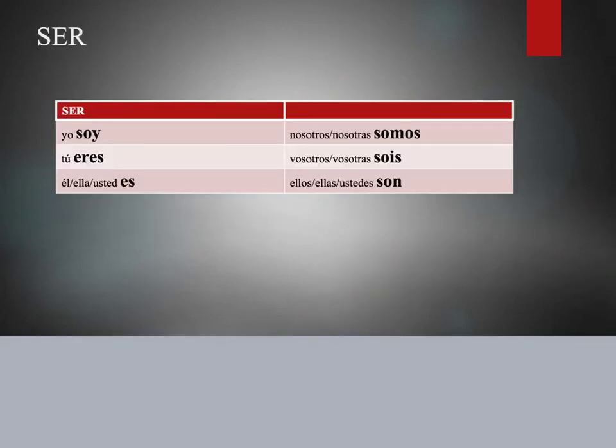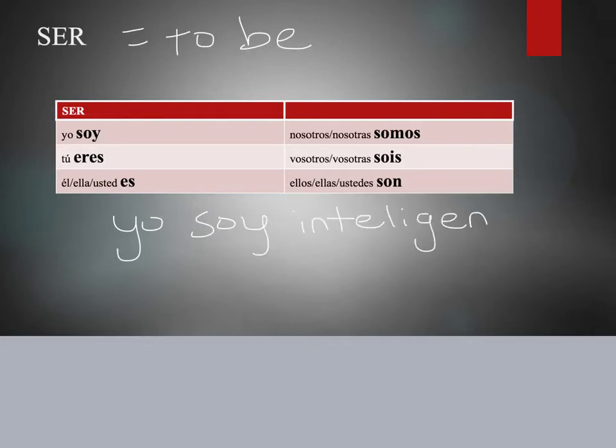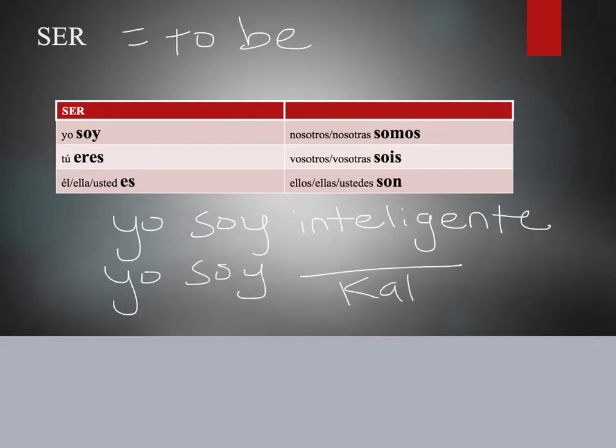Ok, ahora vamos a repasar el verbo ser, que claro, es uno de los verbos que significa en inglés to be. Okay, this one we see normally in sentences such as yo soy inteligente or yo soy, and then you would say your name, so Kate or Kate. Okay, and we'll go into more of the differences later on.